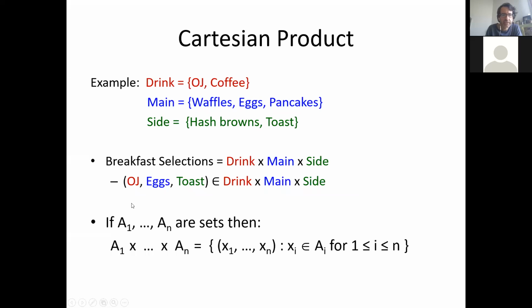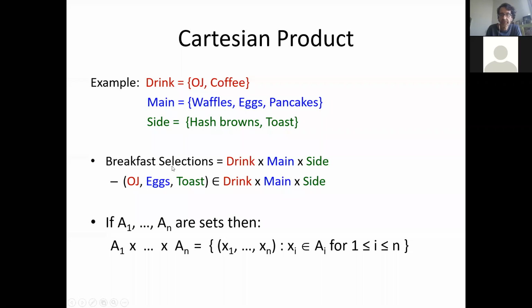Let's have another example. I have three sets. The set of drinks is a set with just two choices, orange juice and coffee. The main dish is a set of waffles, eggs, and pancakes. It's some sort of breakfast place. And a side is either hash browns or toast.